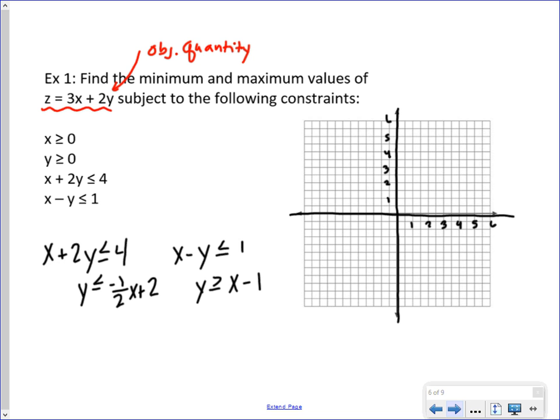So I'm going to graph that first one. I'm going to go up 2 on the y-axis. And then my slope is negative 1/2. So I'm going to go down 1 and right 2. Plot a point. And I could draw a line.